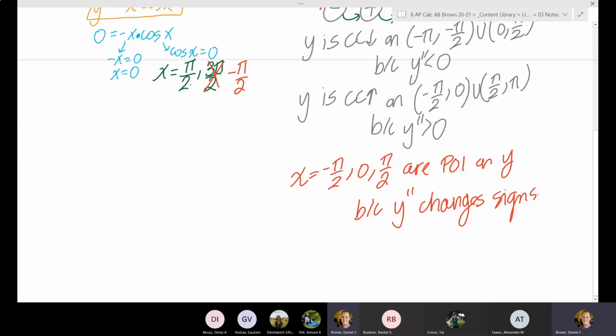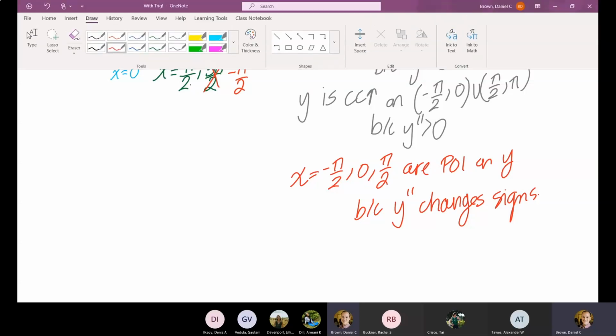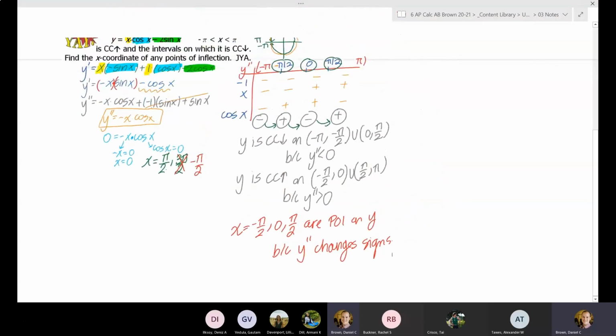And again, one common mistake I see with points of inflection is people just read the numbers that they put on their sign chart. If that second derivative goes from positive to positive, that x value in the middle would not be considered a point of inflection. Any questions on that problem?